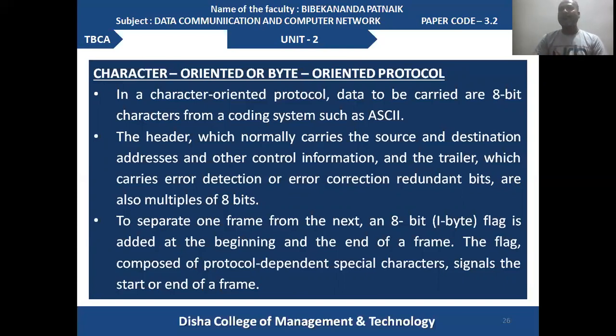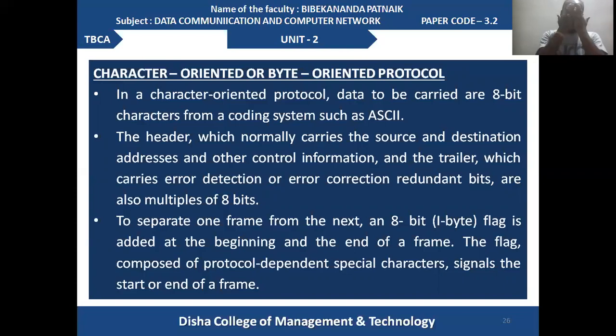The header normally carries the source and destination address and other control information, and the trailer, which carries the error detection or error correction redundant bits, are also multiples of 8 bits. As I said earlier, there are 4 parts: flag, payload, header and trailer. To separate one frame from the next, an 8-bit, that is 1 byte, flag is added at the beginning and at the end of the frame.